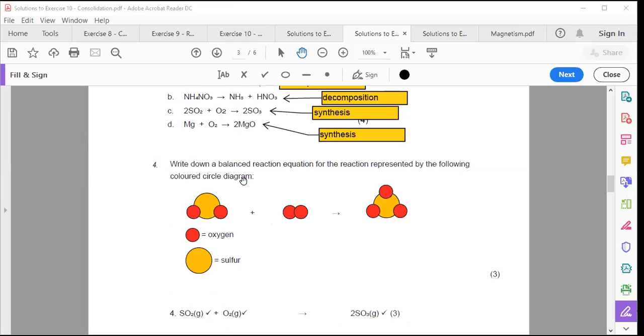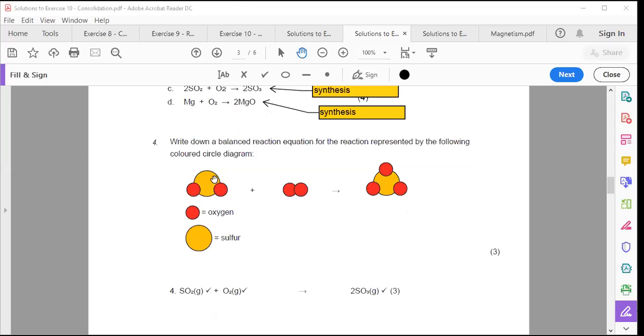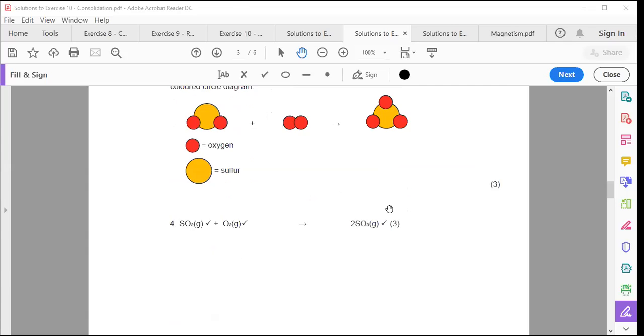Number 4, write down a balanced reaction equation for the reaction represented by the following colored circles. So you've got this yellow is sulfur, the red is oxygen. So here it becomes SO2, plus you've got oxygen, 2 oxygen, that's O2, to give you the yellow one is sulfur and you've got 3 oxygen, so it becomes SO3. So when you balance, you're going to have your SO2 plus O2 to give you SO3.